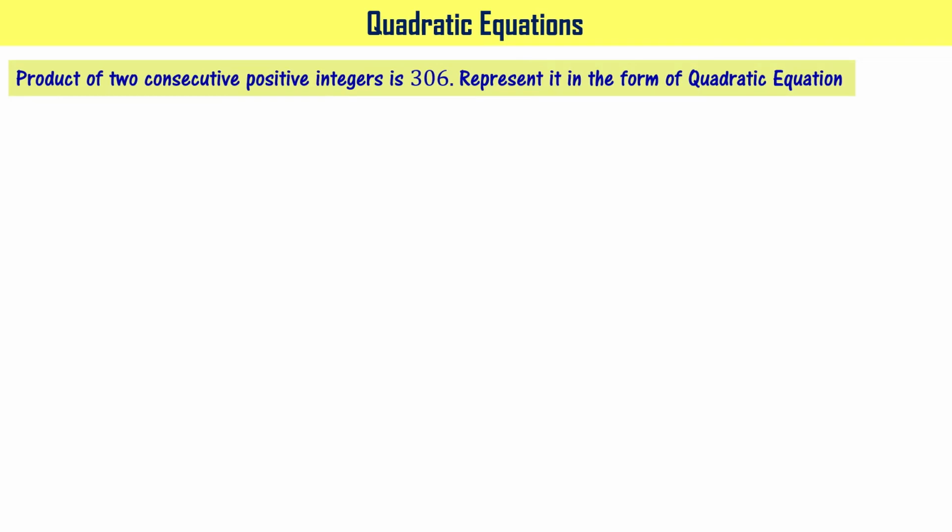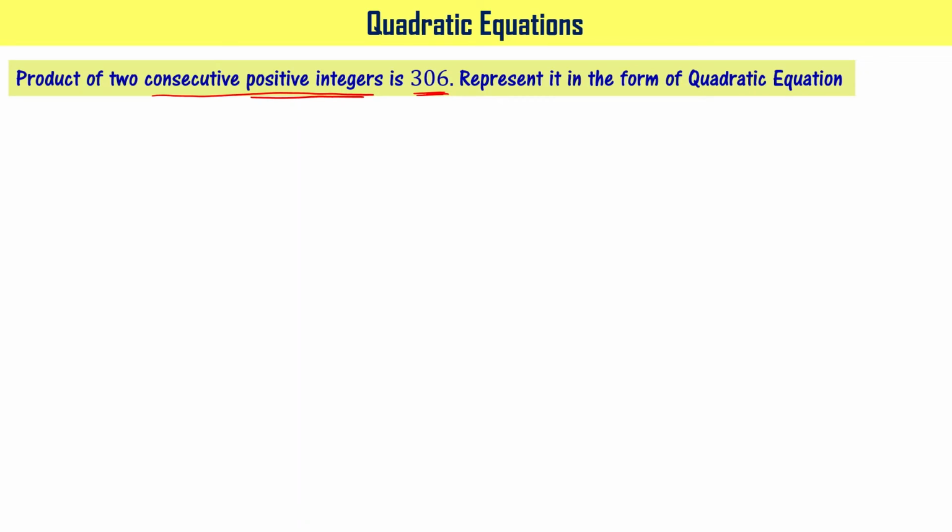Let us consider another example case. Product of two consecutive positive integers is 306. Represent it in the form of a quadratic equation. You see, product of two consecutive positive integers is 306. Positive integers means 1, 2, 3, 4, 5, 6, 7, 8, and so on, right? We don't know what numbers, when you multiply, what consecutive positive integers, when you multiply, you will get 306. To get that, one can transform the given statement into a quadratic equation.